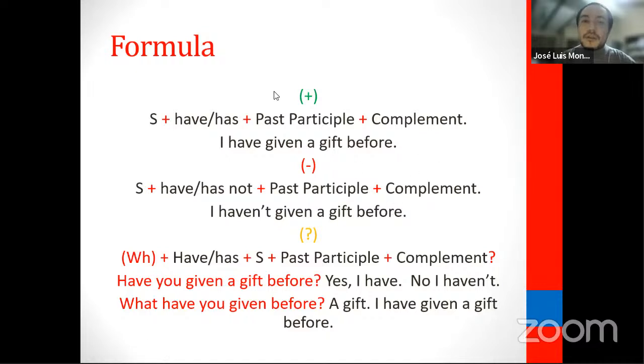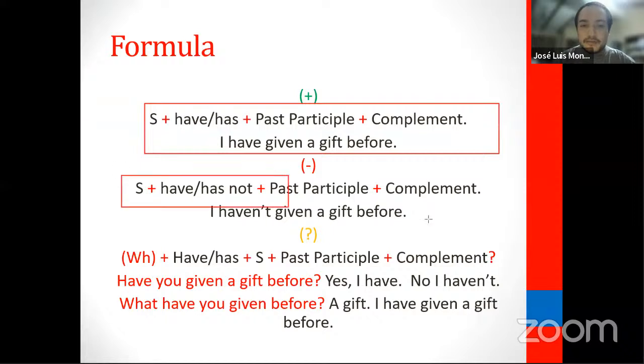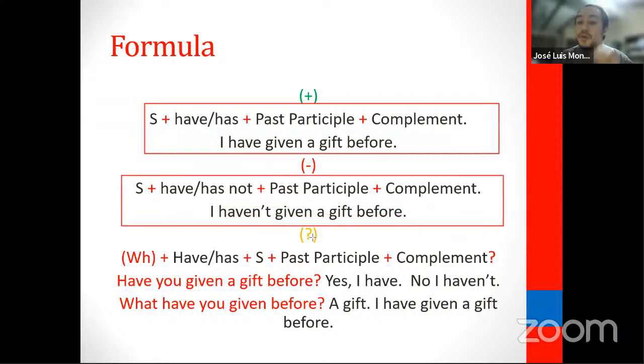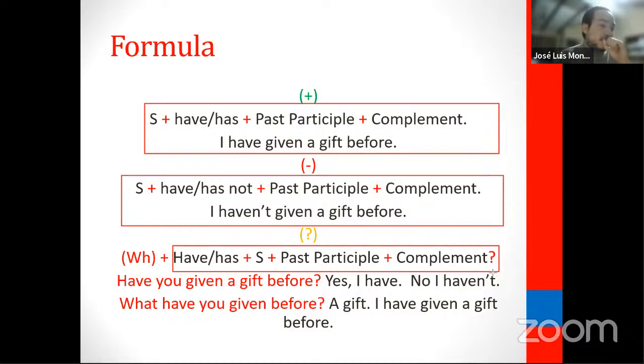Here you have formulas for affirmative, for negative, and for questions, two types of questions. For yes/no questions: have you gone there? Yes, I have. No, I haven't. And WH questions: what have you done there? I don't know, right? I have played poker. That's it. So we have four possible structures, all right?